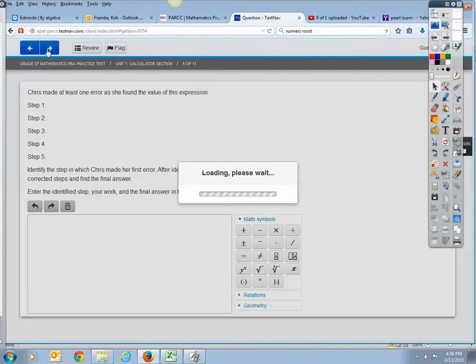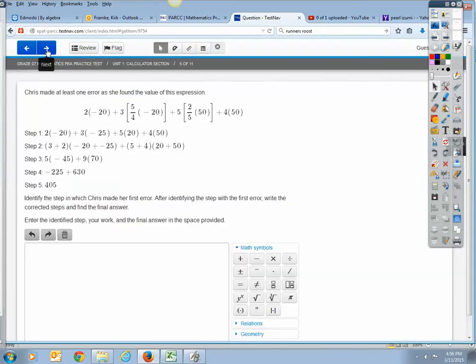Alright, Chris made at least one error as she found the value of this expression. Yikes, that's ugly. Identify the step in which Chris made her first error. After identifying the step with the first error, write the correct steps and find the correct answer. So the easiest thing here to do is just to do the problem, right?